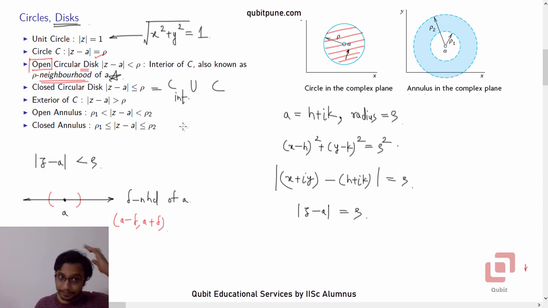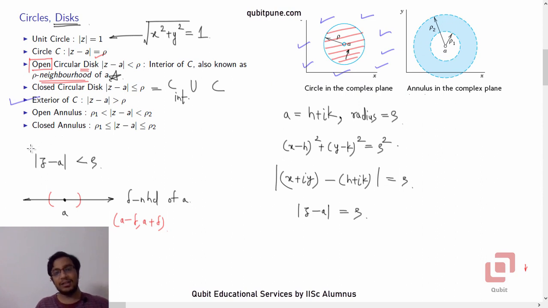Okay, all right. Now the exterior of the circle C should be very clear to you. Sorry, let me define it again. The exterior of circle C is that part of the complex plane which is neither a part of the circle nor a part of the interior of the circle. Okay, so the exterior is everything that is not either on the circle or inside the circle.